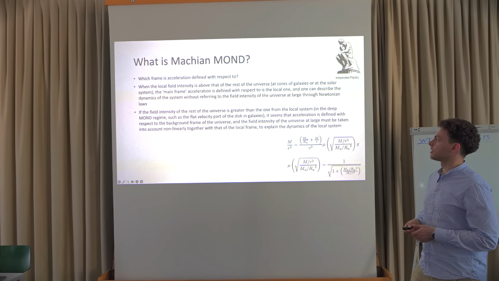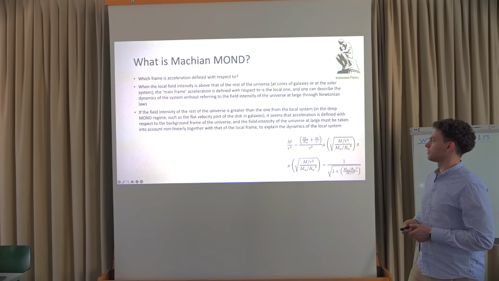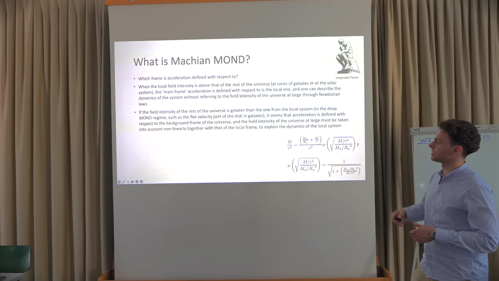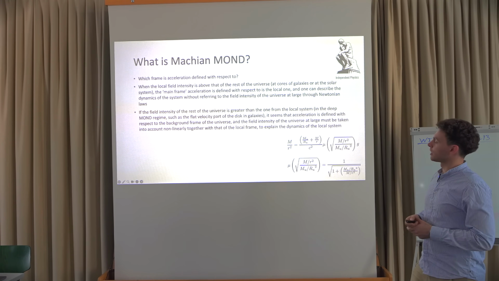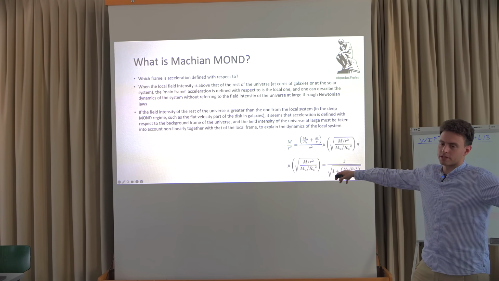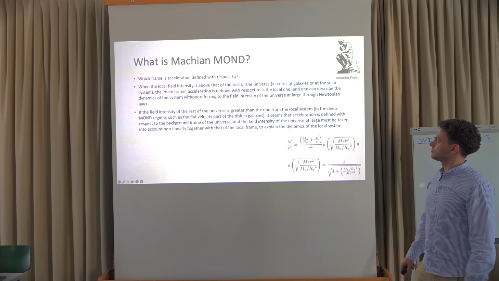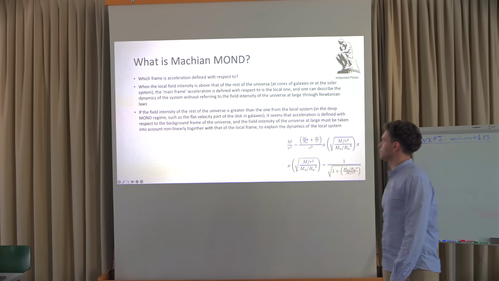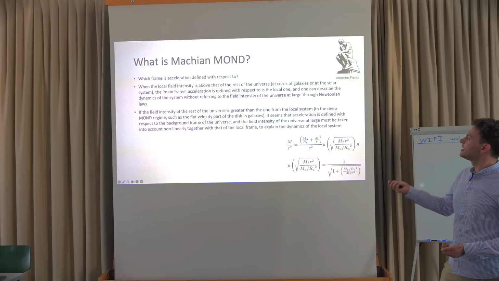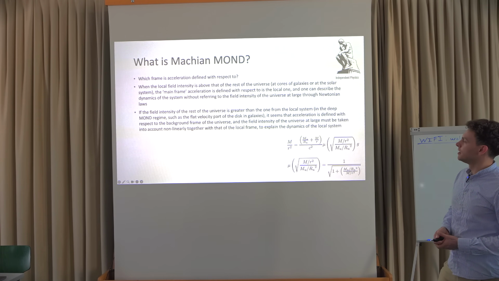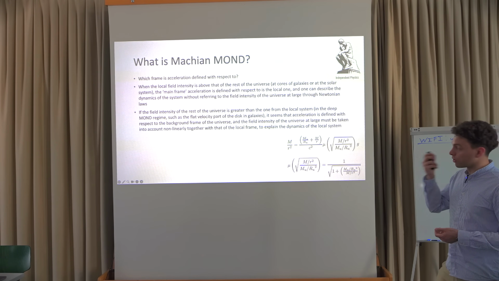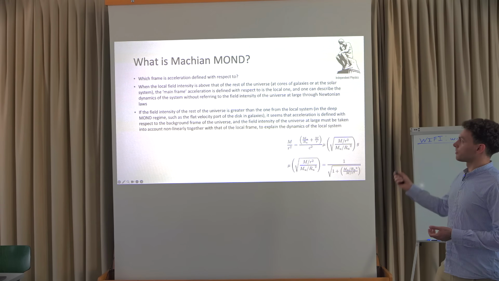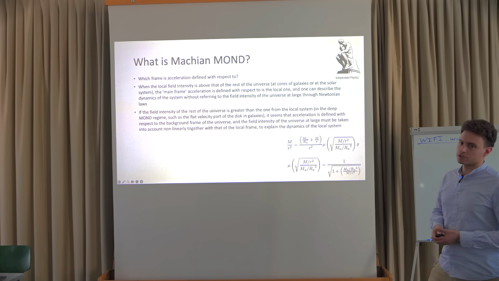But when you go to a place in which the field intensity of the rest of the universe is greater than that of the local system, which would be the case in the outer parts of galaxies, then you are in the deep MOND regime, the flat rotation part of distant galaxies. It seems like acceleration is defined with respect to the background frame of the universe, and you need to take into account the field intensity of the universe at large, non-linearly by the way, together with the local frame, to explain the dynamics of the local system.